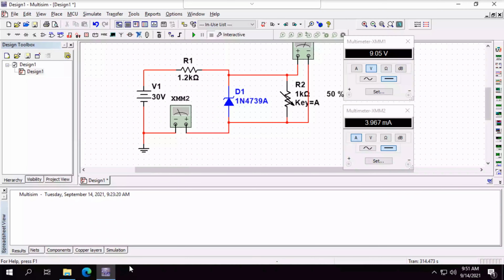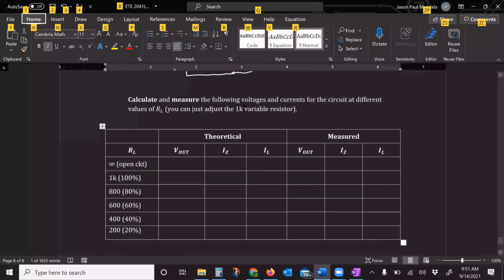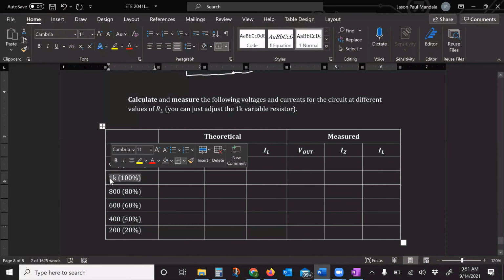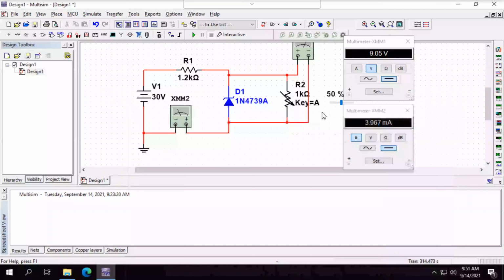And then the handout says to try different levels of resistance. So it says to use a 1K variable resistor, and if you set that resistance to 100%, it'll give you 1K. If you set it to 80%, it'll give you 800, and then 600, 400, 100, and so on. It's nice that it's 1K because it's easy to figure out what level of resistance you get at different percentages. So we'll start off with 1K, and we have to set it to 100%.